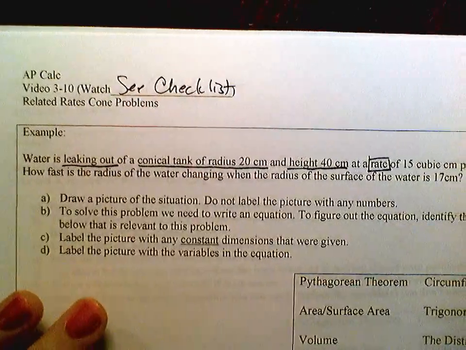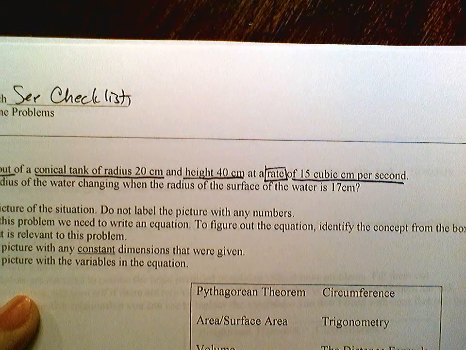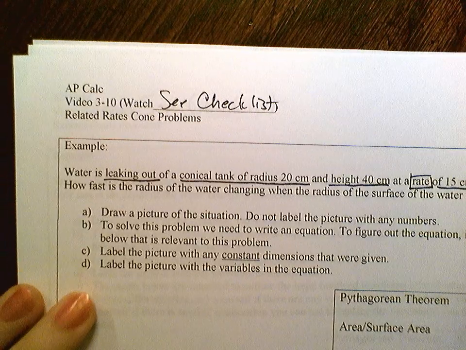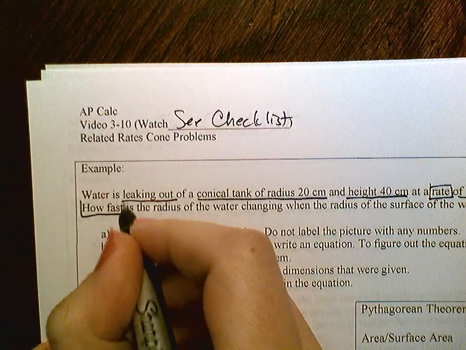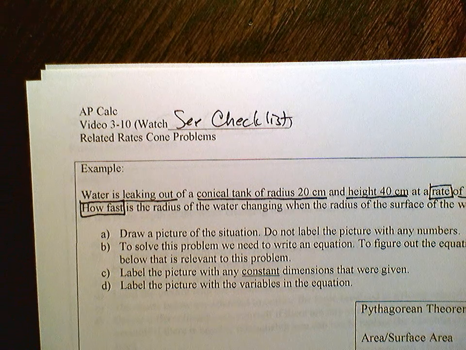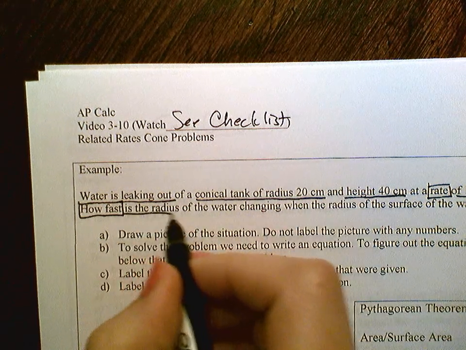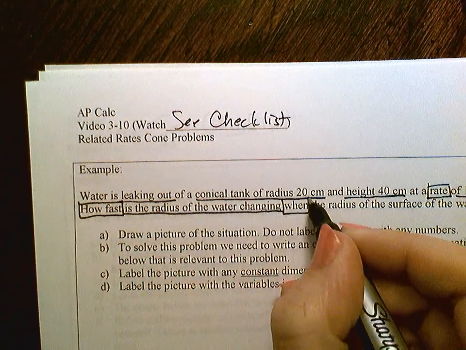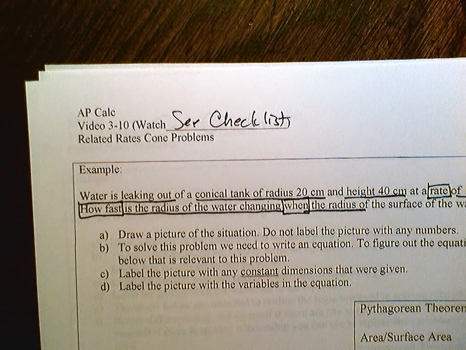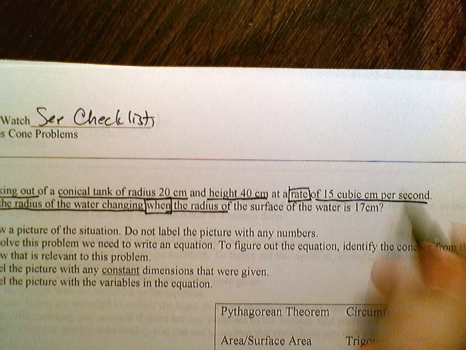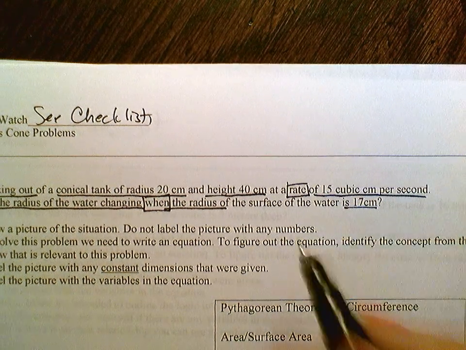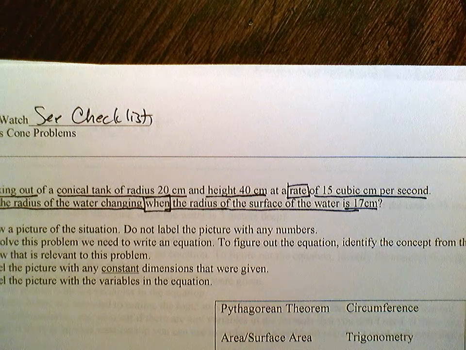So water is leaking out of a conical tank of radius 20 centimeters and height 40 centimeters at a rate of 15 cubic centimeters per second. So that's the rate that we know. How fast, or how slow, or at what rate, these are phrases that will indicate that you need a rate. So that's another rate. How fast is the radius of the water changing when the radius of the surface of the water is 17 centimeters?